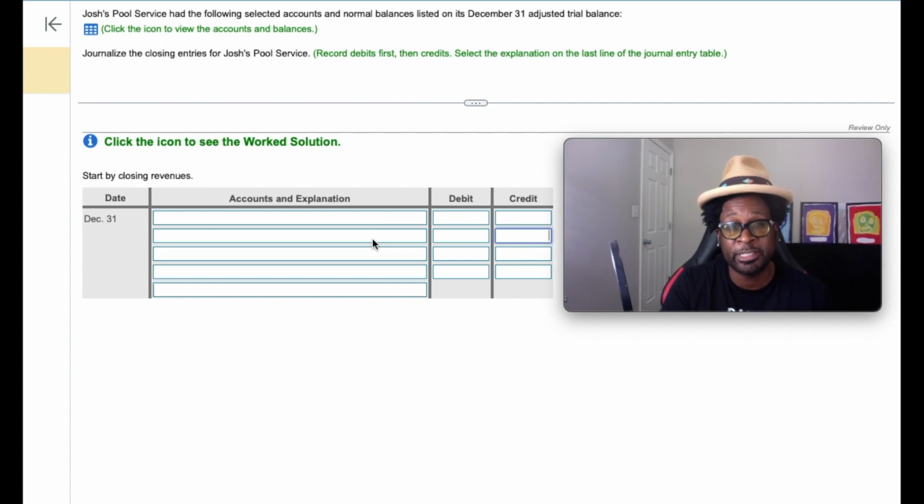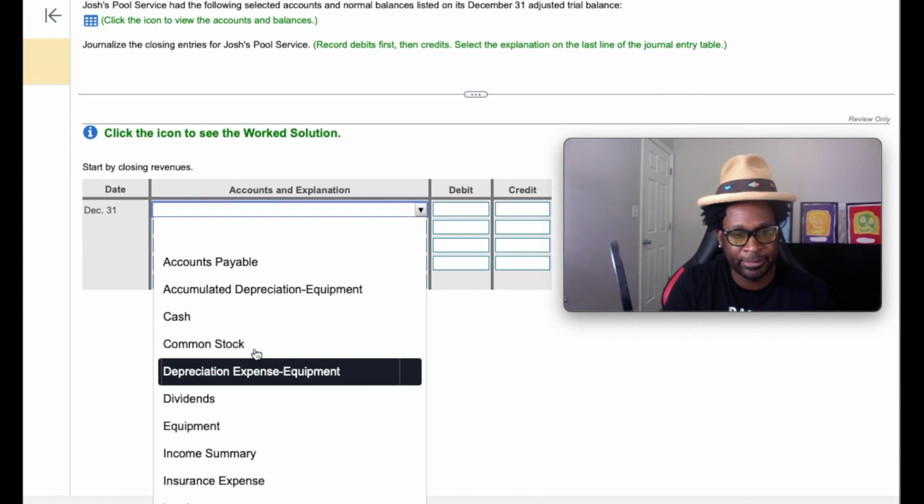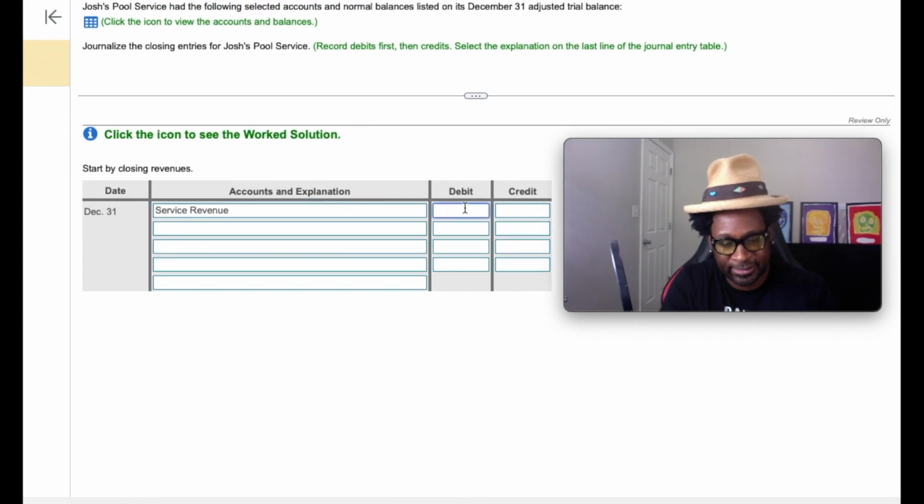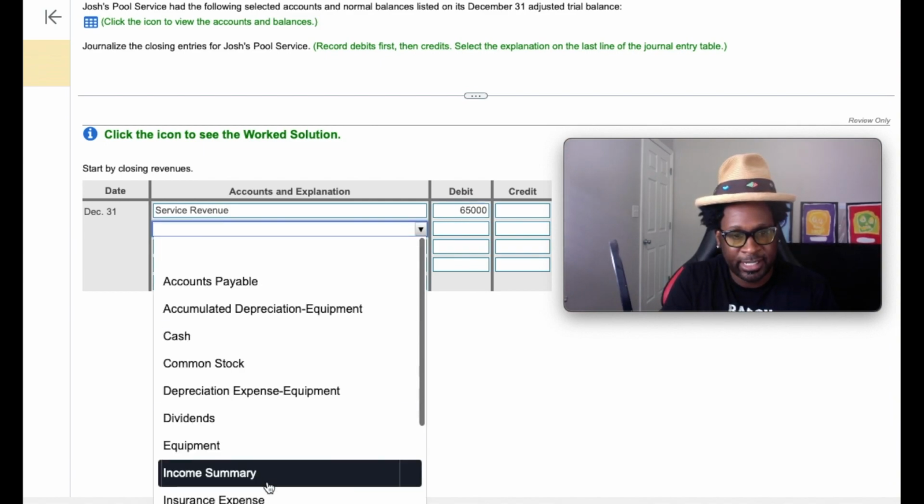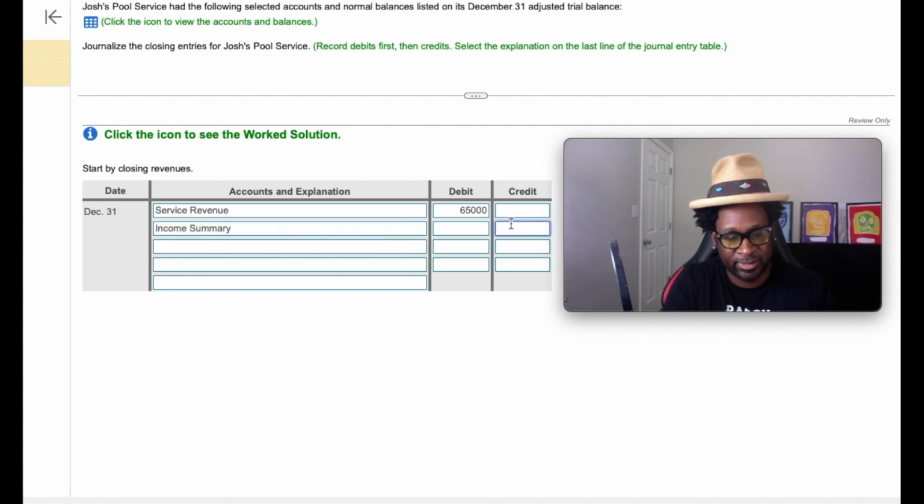But in order to properly close them out, we're going to debit the revenues for $65,000. Why? Because we know that on the ledger, our service revenue's normal balance is on the credit side. So in order for this account to have a zero balance for the next period, we have to remove it off the books with a debit. So we're going to debit service revenue for $65,000, and we're going to credit income summary. Now, as we already said, gang, income summary is going to be the account we use to close out our revenues, and it's just an account that we pull out of thin air.